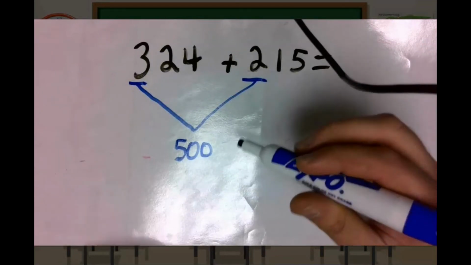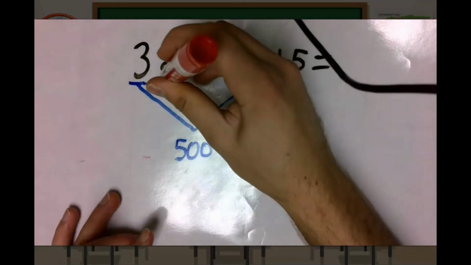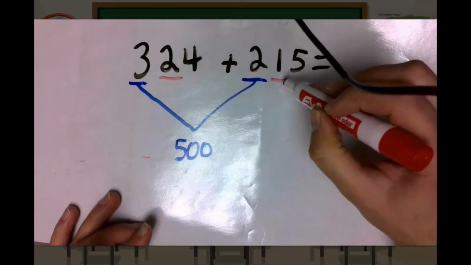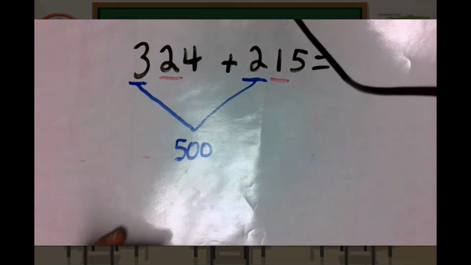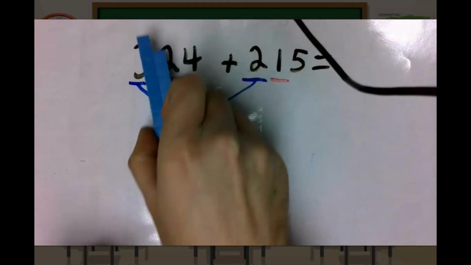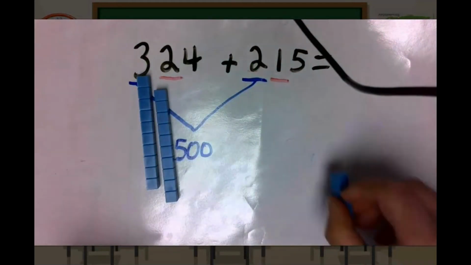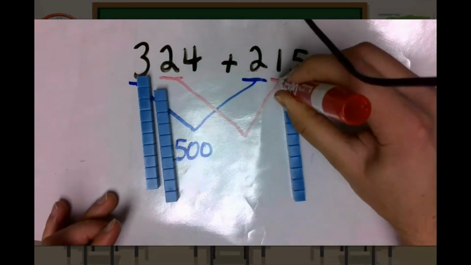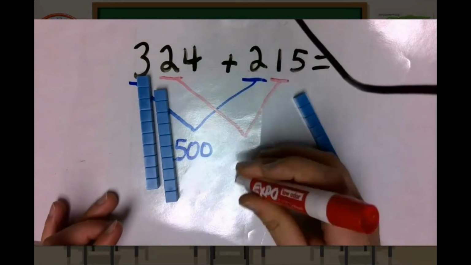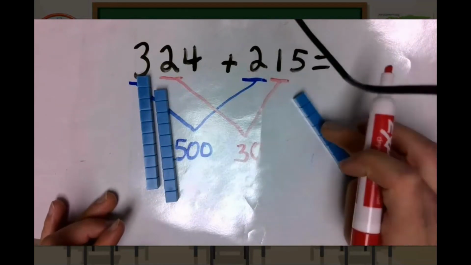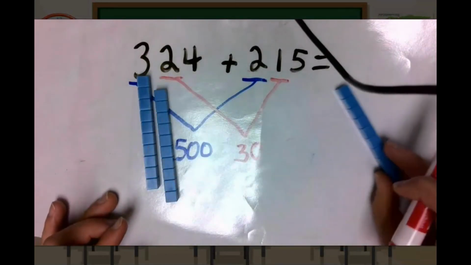Now we're going to add it to another number. Let's go to the tens. So that's our tens, the 2 and the 1. And it's not 2 plus 1. It's going to be 20 plus 10. And 20 plus 10 is not 3. It's 30. Right? 10, 20, 30.